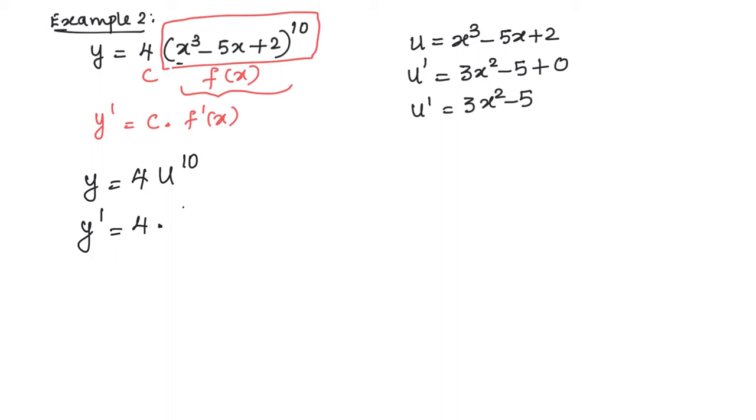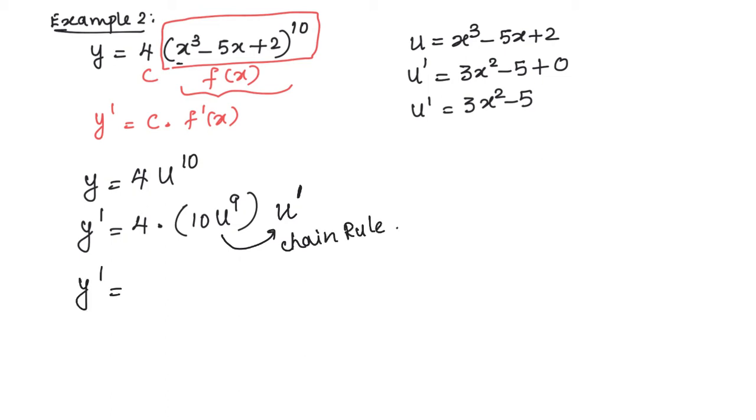So constant times the derivative of that function, that is 10 times u to the power 9, then multiply by the derivative of the inner function, that is the chain rule. So y prime is 4 times 10 u to the power 9 times u prime, which is 3x squared minus 5. We already calculated u prime, so you can substitute that. You can multiply these two and replace u with our substitution.